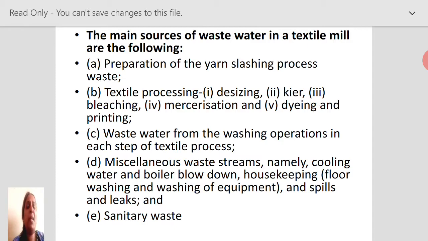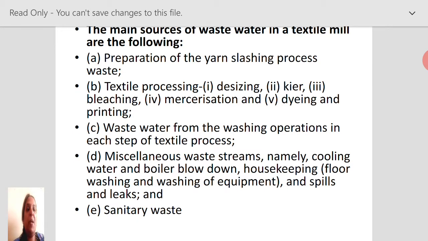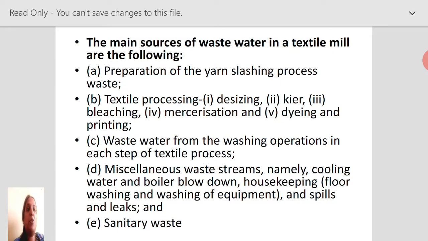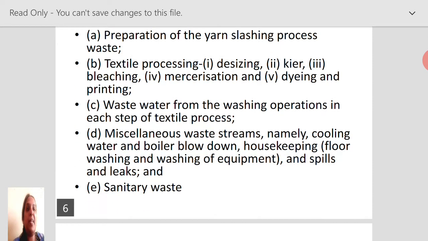Apart from that, if there are any washing operations in the textile process, we will get wastewater from those units. And miscellaneous waste streams include the cooling waters as well as the boiler blowdown and housekeeping waters, that is, floor washing as well as the washing of equipment. Apart from that, any accidental spills and leaks will also contribute to the wastewater. And finally, the sanitary waste coming out of the textile mill. So these are the main sources of wastewater from the textile industry.